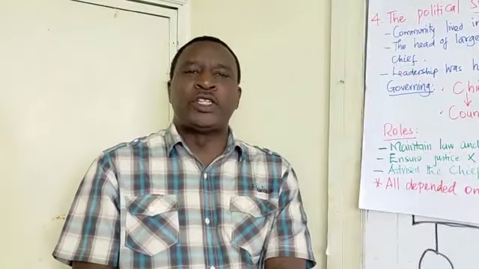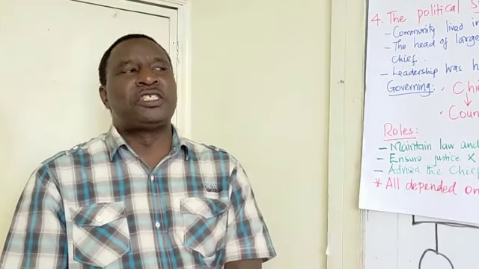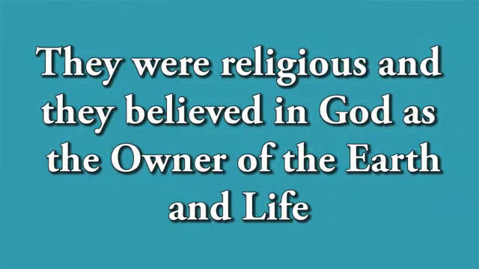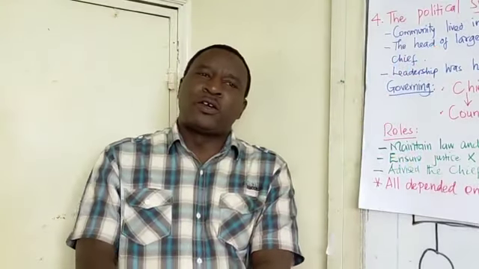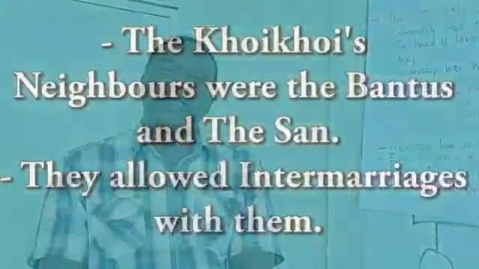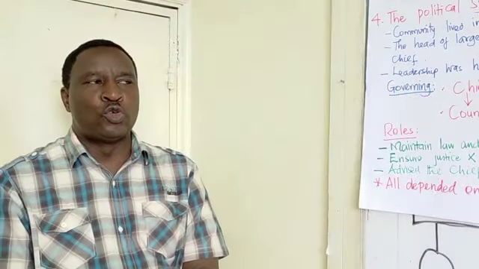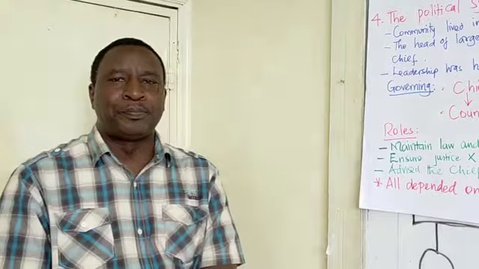We were also told that the Khoikhoi were religious, and they believed in God as the owner of the earth and life. The Khoikhoi's neighbors basically were the Bantus and the San, or the Bushmen. And within themselves, they allowed intermarriage with these other communities so as to expand and grow the community.